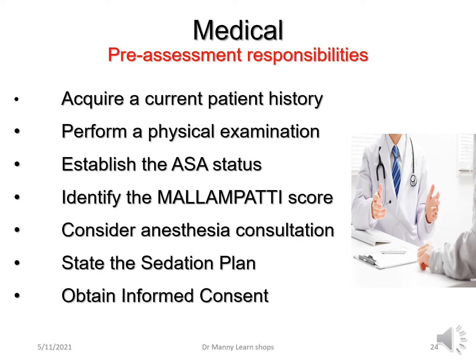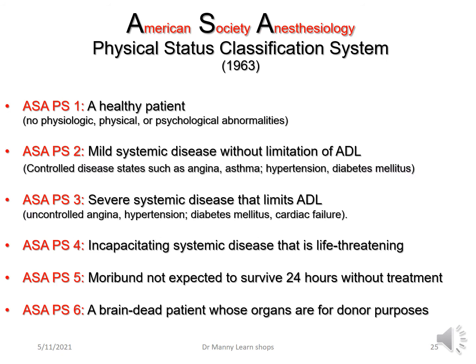Then there has to be informed consent. I'm not going to go through what informed consent is, but typically it isn't really obtained effectively, correctly, according to the hospital policy in most organisations. When it comes to the ASA Physical Status Classification System, the doctor has to determine at what level they are. I'll go through it briefly.